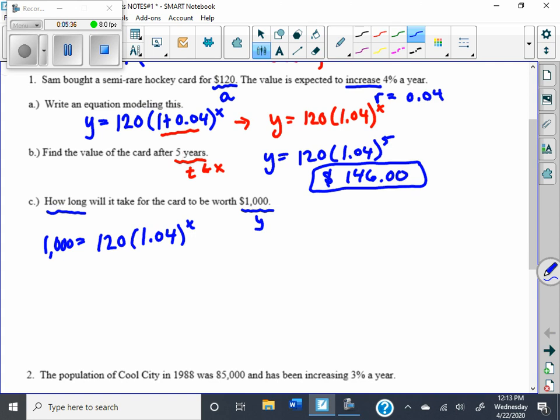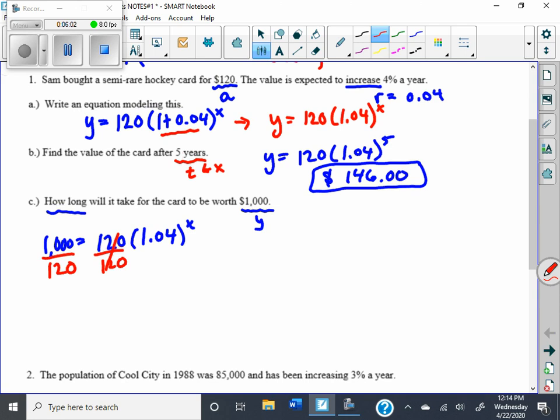Now, when you solve this kind of a problem, this is just an exponential equation, and you did solve something like this in the last unit. And so the first step always is to get rid of that number in front of the parentheses, that 120. So we're going to divide both sides by 120. Okay, and then you can simplify that 1,000 divided by 120. So let's see what that is.